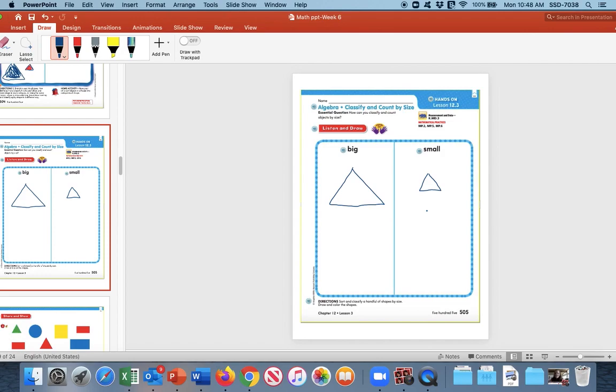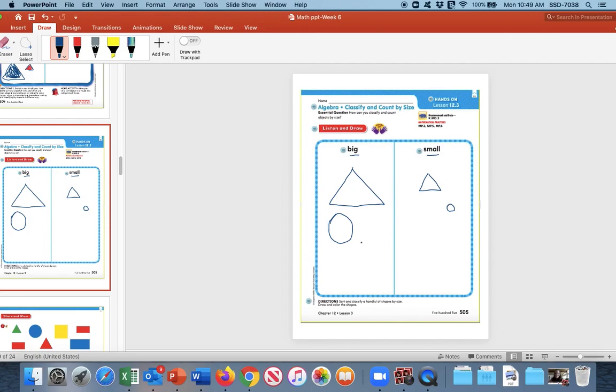All right, how about we start on the small side and let's do a circle. And let's draw a teeny tiny little circle. And then over here on the big side, we need to draw a bigger circle. Now, even though this circle is not as big as the triangle, it's still considered big because it's bigger than this one. And remember, we're talking about size today, and we're just focusing on big and small for the purposes of our lesson. We're not worrying about medium.